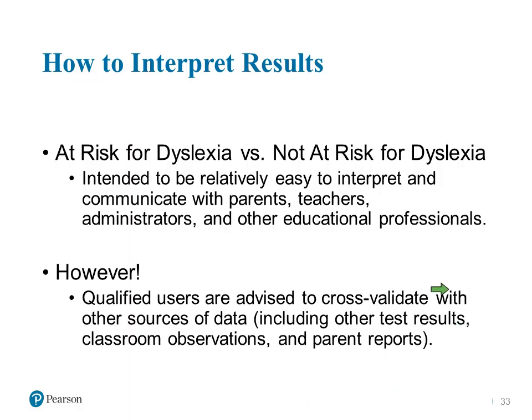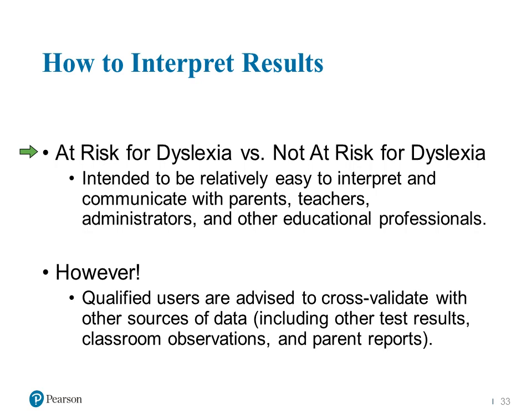In terms of interpretation of results, it is important that you go back and remember what exactly we're getting, the information we're getting. What we're getting is at risk or not at risk for dyslexia. Now, the other information is important because it does give us some indication of areas where we can focus some intervention, but it's important that we focus on what this actually means.